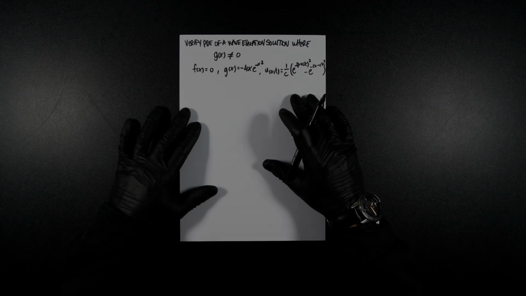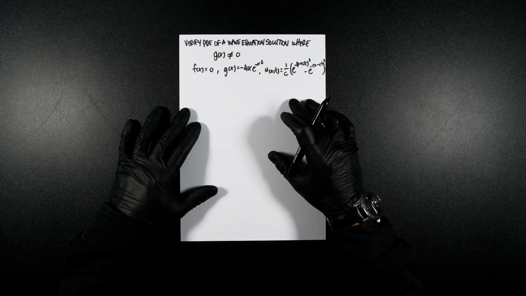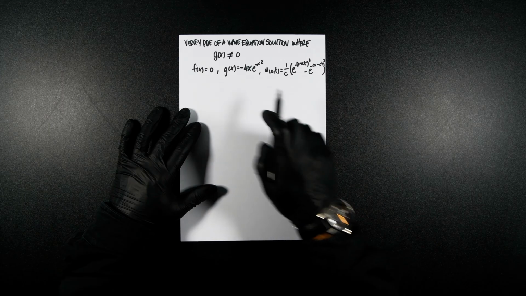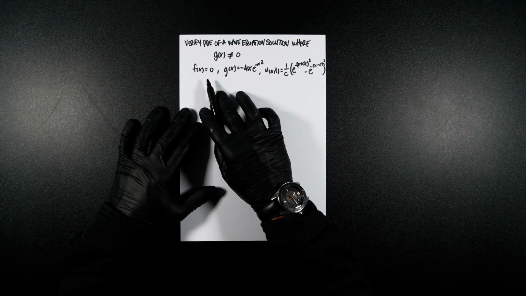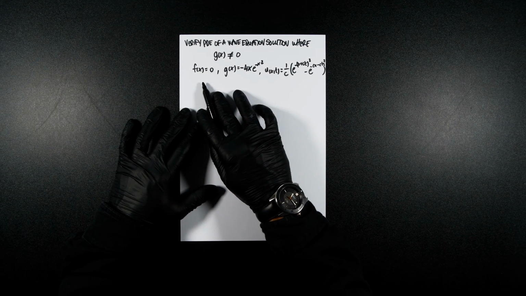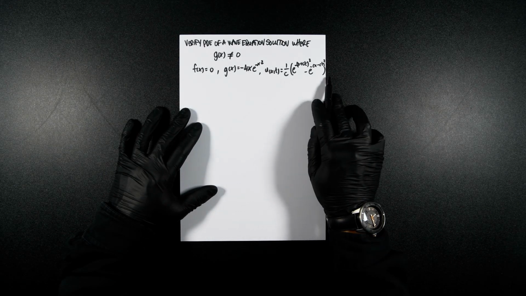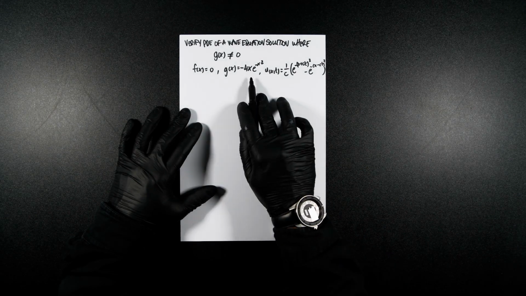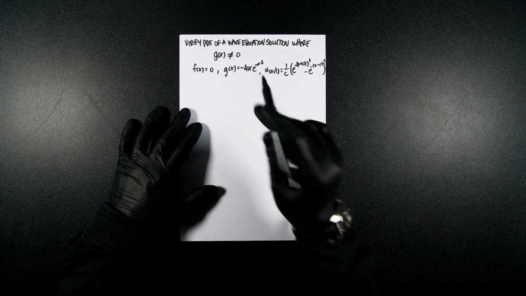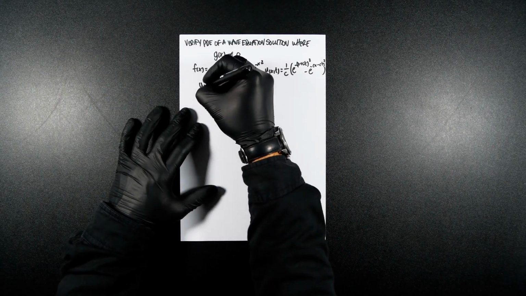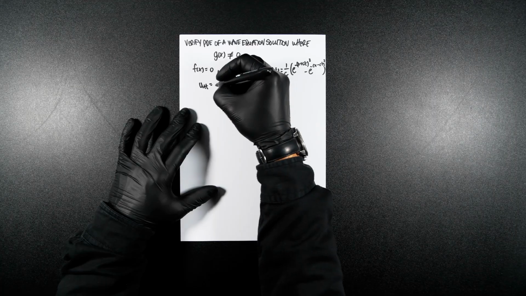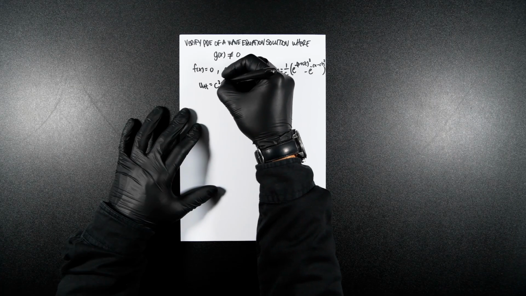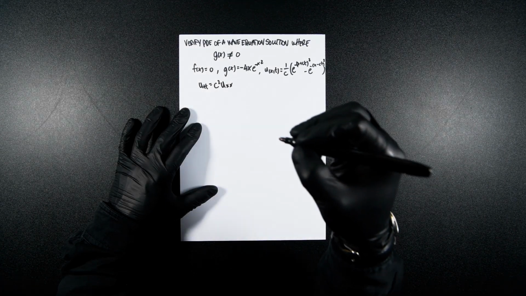So let's verify the PDE of a wave equation solution. Two days ago, I posted a video using D'Alembert's formula to find the solution, which was this, when f(x) is 0 and g(x) is this. So what do we mean by the PDE? It's u_tt = c squared u_xx.